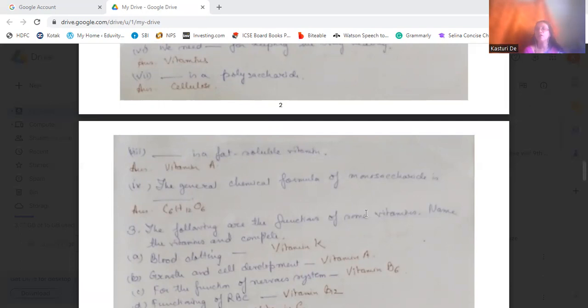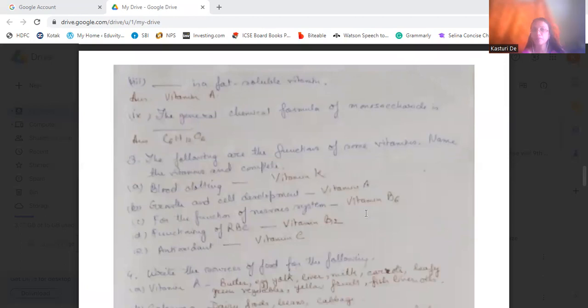Then the following are the functions of some vitamins. Name the vitamins and complete. Blood clotting: vitamin K helps in blood clotting. Growth and cell development: vitamin A. For the function of the nervous system: vitamin B6. Functioning of RBC: vitamin B12.